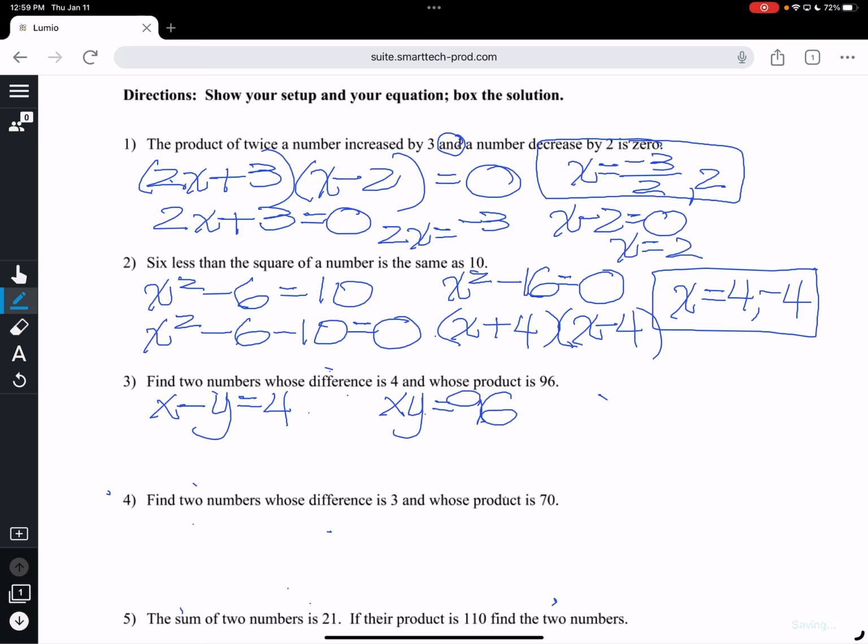Can you stack these? Oh, product. Divide. We just divide 96 by 2. No, we don't.